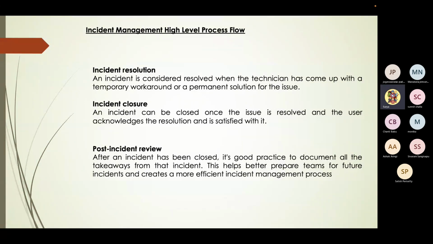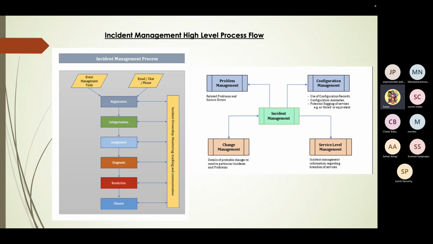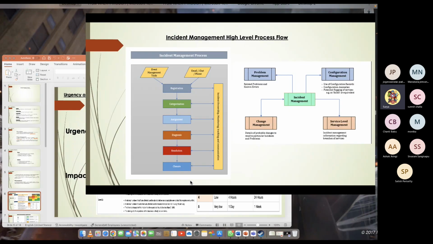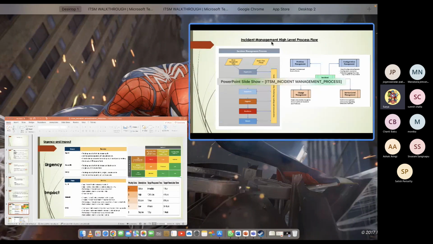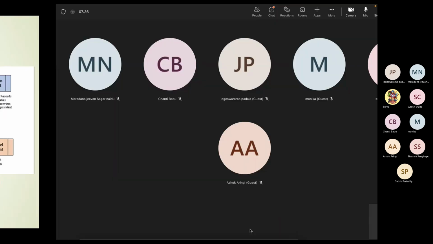Next is the priority, business impact, matrix, urgency, and then the high level process flow: what the service desk people will do, what the incident managers will do, and where the scope of incident managers lies. You should be very thorough with the high level process flow of incident management. So I will wind up this class for today, and I will immediately share this material with you.